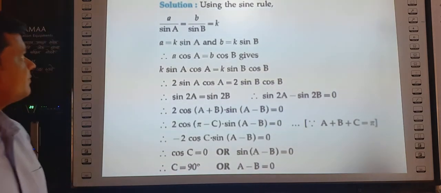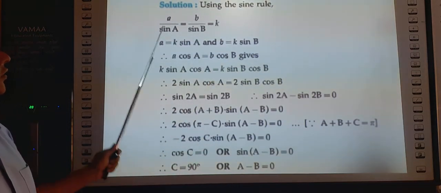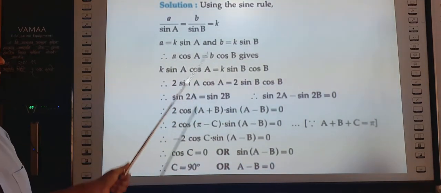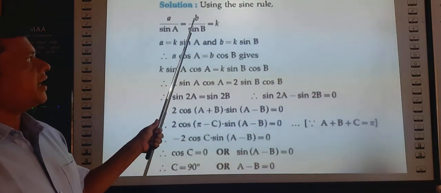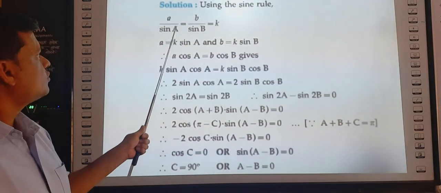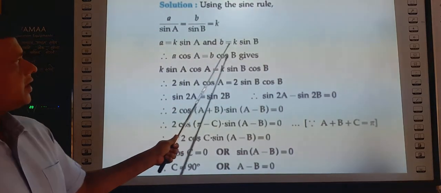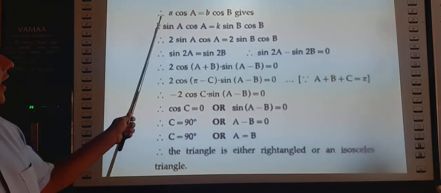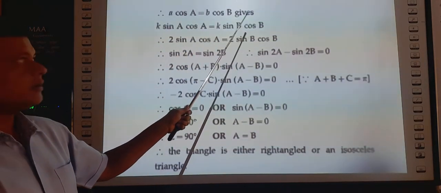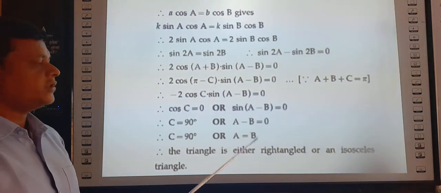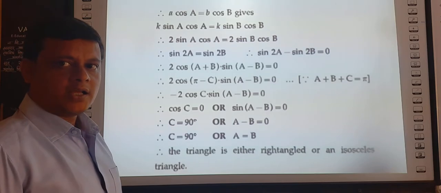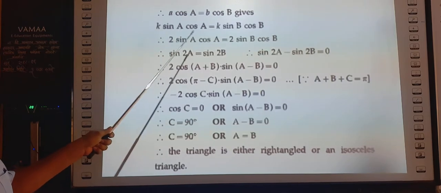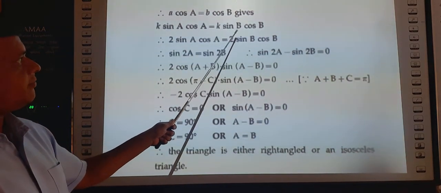So see the solution. Using the sine rule, we write a upon sin a equals b upon sin b equals k. In the solution we require only two quantities, a and b, so we write these two ratios. So a equals k sin a, b equals k sin b. Now we have to use this condition, a cos a equals b cos b, which is given. By using this condition we have to show that the given triangle is either right angle or isosceles. So substitute the value of a as k sin a, and the value of b as k sin b.